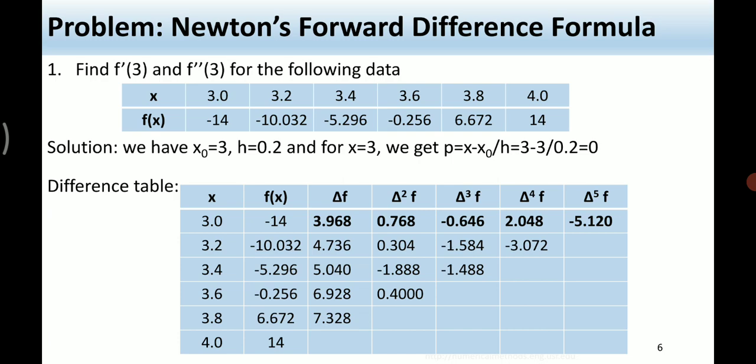So to compute the values of delta to the power 4 f values, we have to take a difference of delta cube f values. So minus 1.584 minus of minus 0.646 gives you 2.048. Then minus 1.488 minus of minus 1.584 gives you minus 3.072. Then we have to compute delta to the power 5 f values. So for that you have to take a difference of delta to the power 4 f values, that is minus 3.072 minus 2.048 gives you minus 5.120.